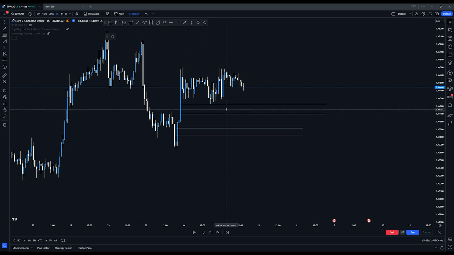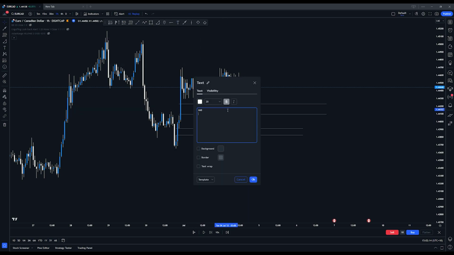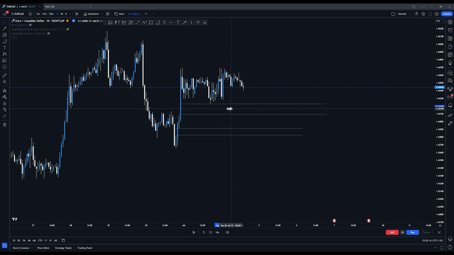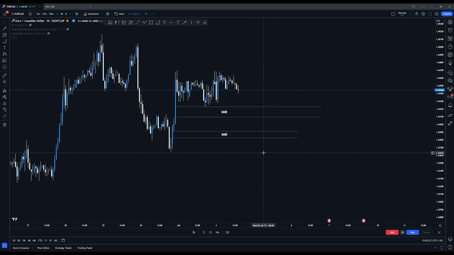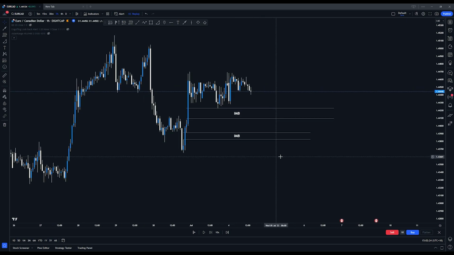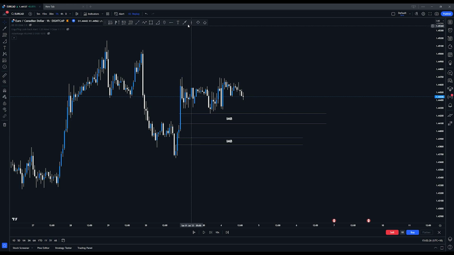And I'll just quickly label these. Imbalance, copy paste, imbalance. Right, so I've got my imbalance marked up. Now, at this point in time, I'm thinking, right, so the market's either going to come down to this area or come down to this area. We've got to find out which area is better valued for a buy.